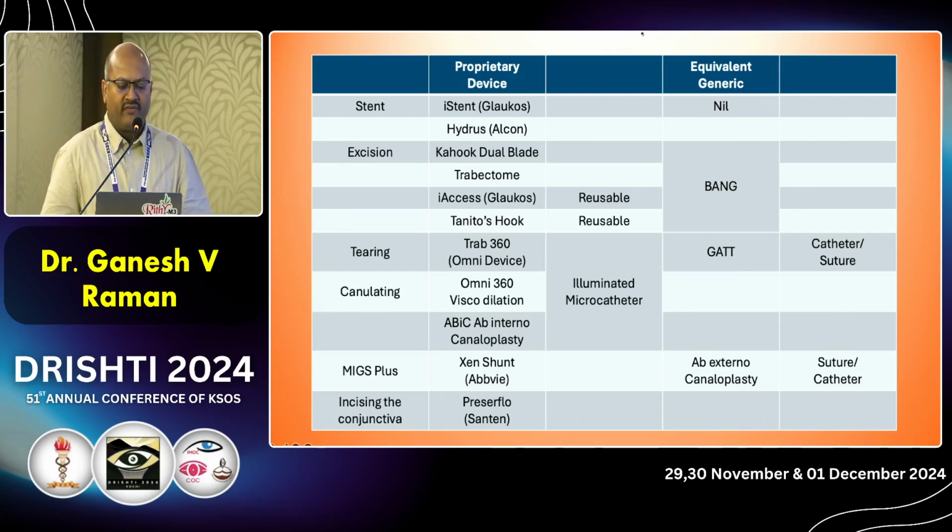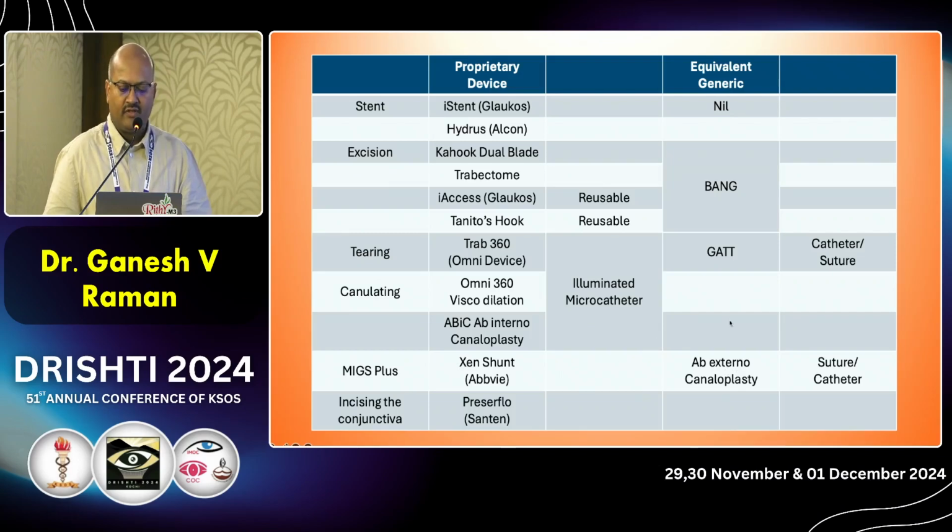So since you don't have that, you have the generic equivalent in India. For the excision, we use the needle, which is the bang. And if you want to do the tearing part, instead of using the catheter, you can use the GAT procedure. And for Mix Plus, since you don't have a small device, you use the ab external canaloplasty.